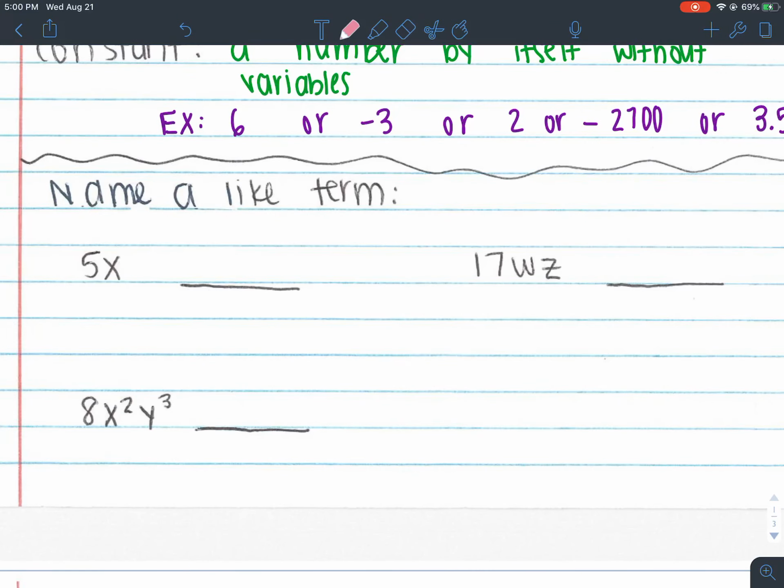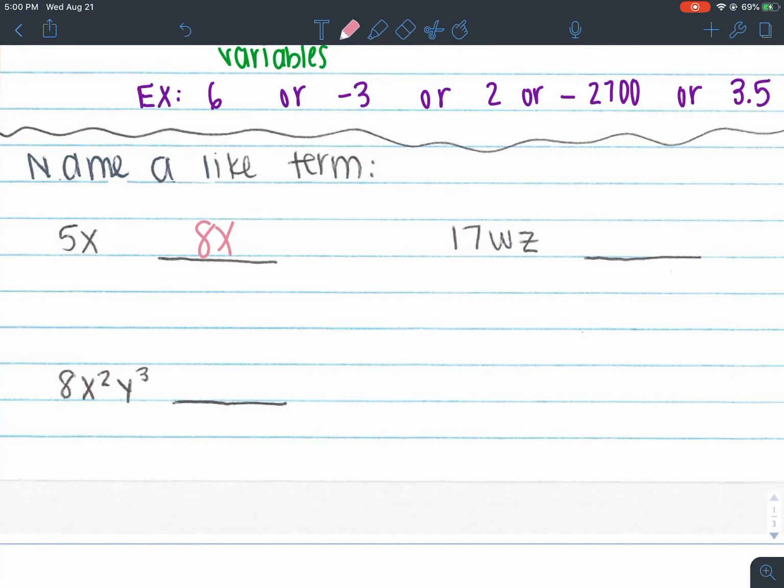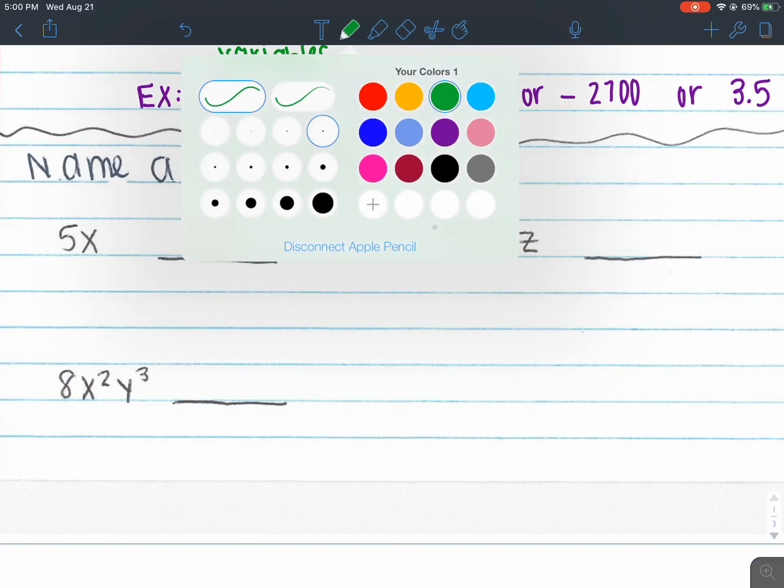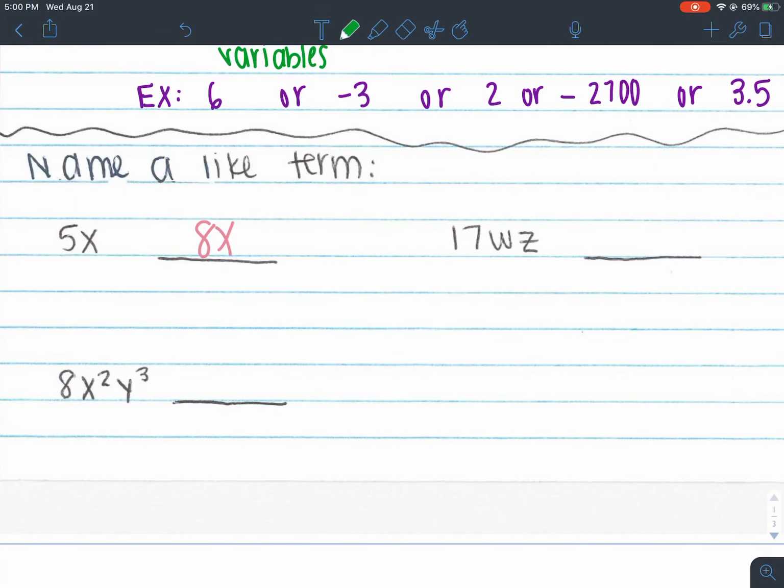Now we're going to name some like terms. If I look back at the definition of like terms, it's terms that have the same variables and exponents. And if you're not taking notes, you should be. Same variables and exponents. So a like term with 5x could be 8x, could be 2x, 7x, -3x. As long as it's just the same variables and exponents, it does not matter. So it's a multitude of answers here. You could put whatever you'd like, as long as the variable and exponents are the same.